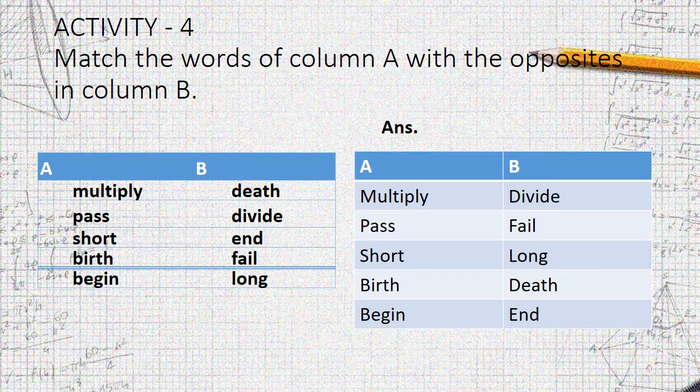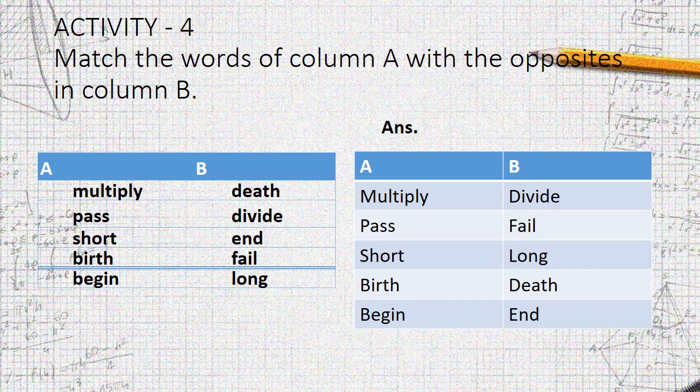Activity 4. Match the words of column A with the opposites in column B. Column A: multiply, pass, short, birth, begin. And column B: death, divide, end, fail, long.